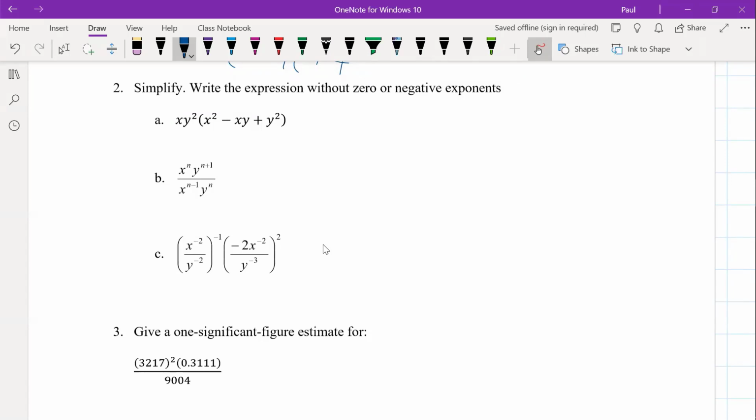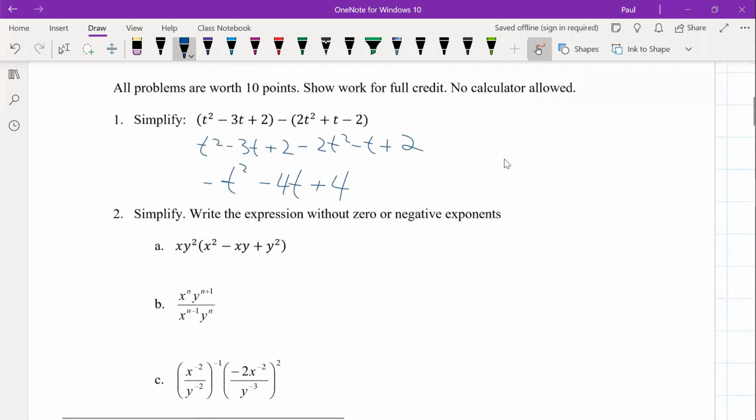Hold on, can we not actually find out what t is in number 1? Well, there's no equal sign. There's nothing to solve. We don't know. Right. Yeah, it's just an expression. There's no equal sign. It's just an algebraic expression. We're not setting it equal to anything. So no, we can't solve for t. There's nothing to solve.